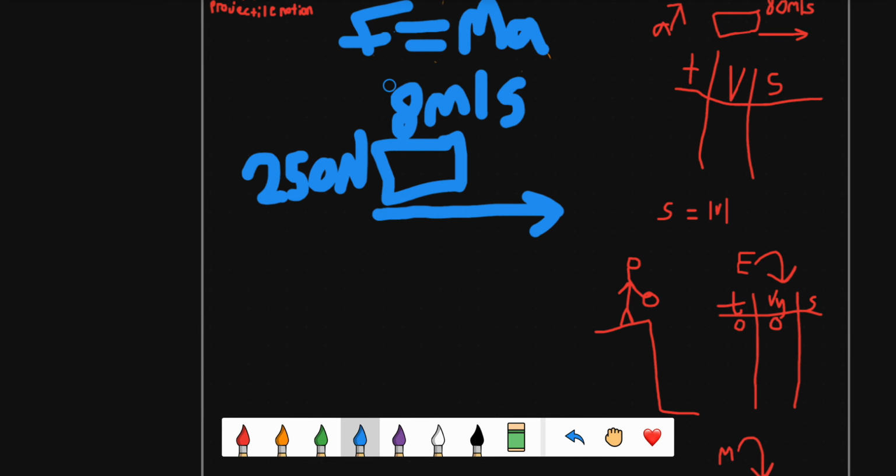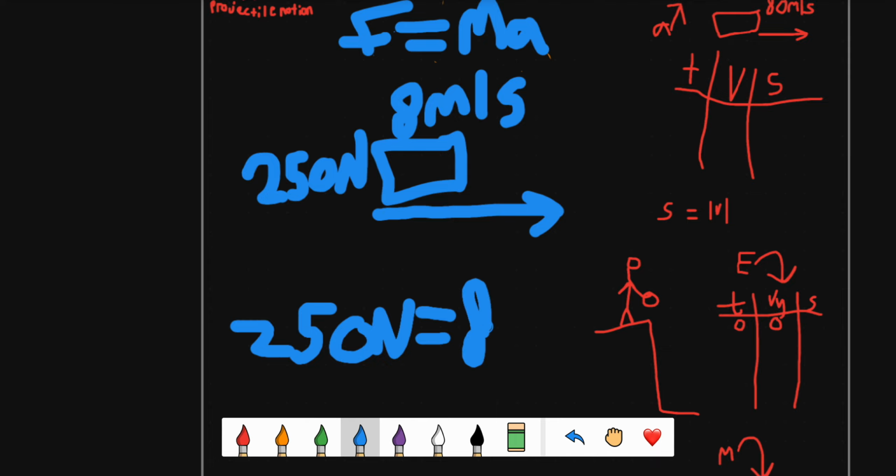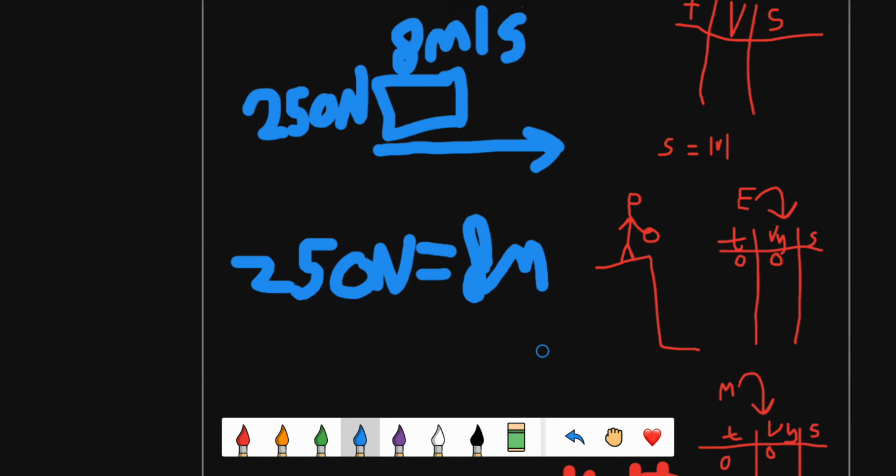So force is associated with newtons, right? Since we have 250 newtons, we know the acceleration, I think we already got the acceleration. Now, what about the mass? So sorry if I said something else. How do you determine the mass?